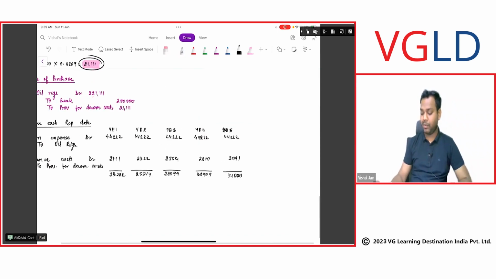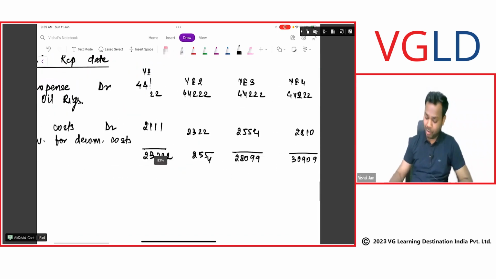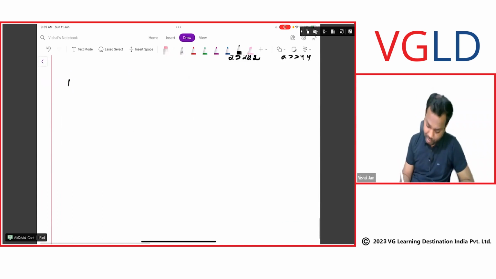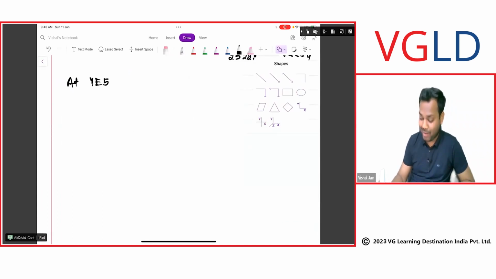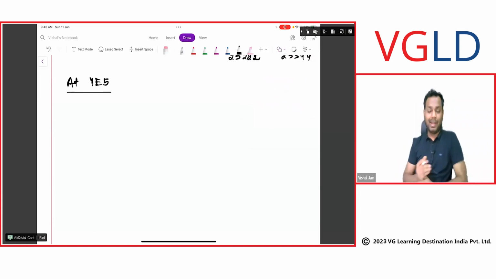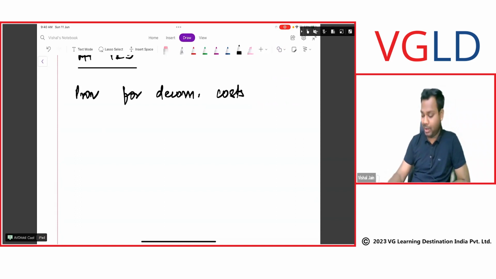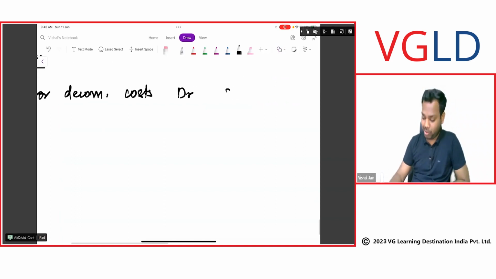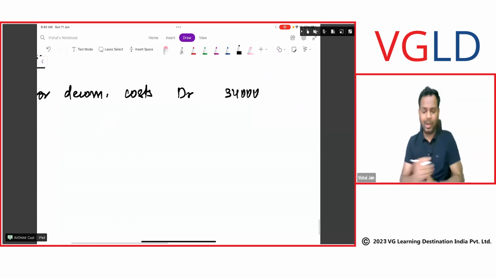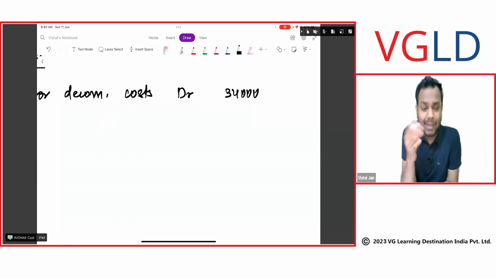It becomes 34,000. Now what will happen at year end 5? At year end 5, I have to incur this cost. So I will write: provision for decommissioning costs account debit, how much? 34,000. Now tell me, will I incur exactly 34,000?